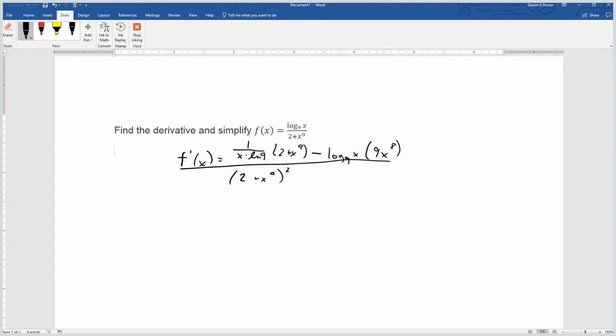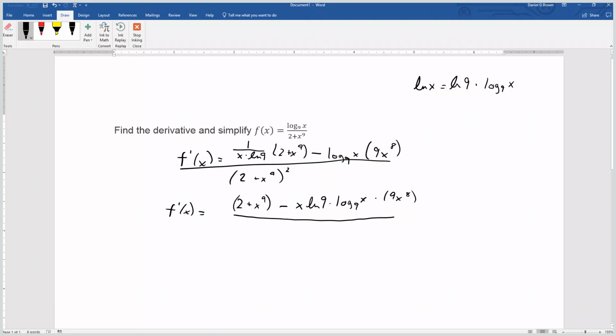MATLAB wants some simplification, and MATLAB is going to use the following formula, which is that the natural log of x is equal to the natural log of 9 times log base 9 of x. So now, substitute. f prime of x equals, we're going to multiply the numerator and denominator by x ln 9. So we get 2 plus x to the 9th, that's the first term, minus x ln 9 times log base 9 of x times 9x to the 8th.